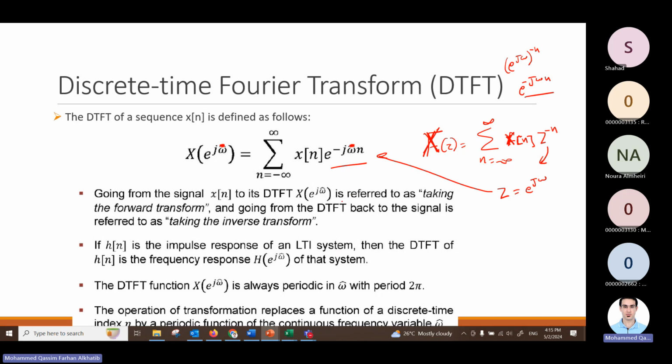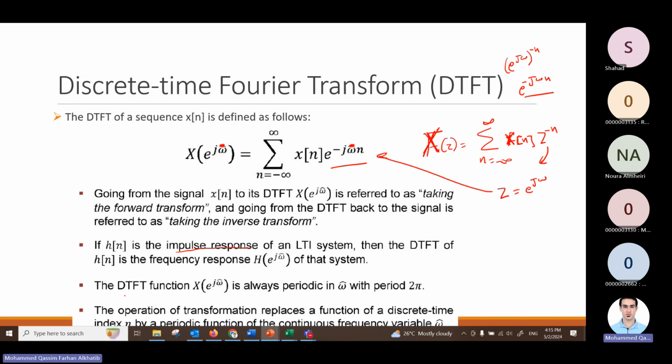Going backward from the frequency domain to the time domain, we call it the backward transform or the inverse transform. So if h of n is the impulse response of a linear time invariant system, then the DTFT of h of n is the frequency response H of omega. Exactly what we have done on the Z transform. So take the impulse response, take the Fourier transform or the Z transform, whatever, and you will get the frequency response.